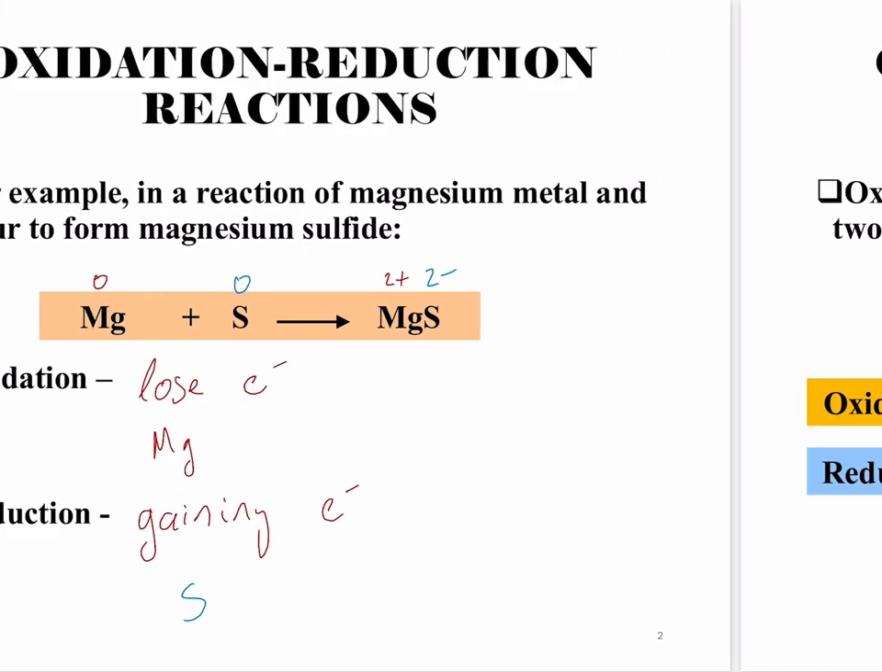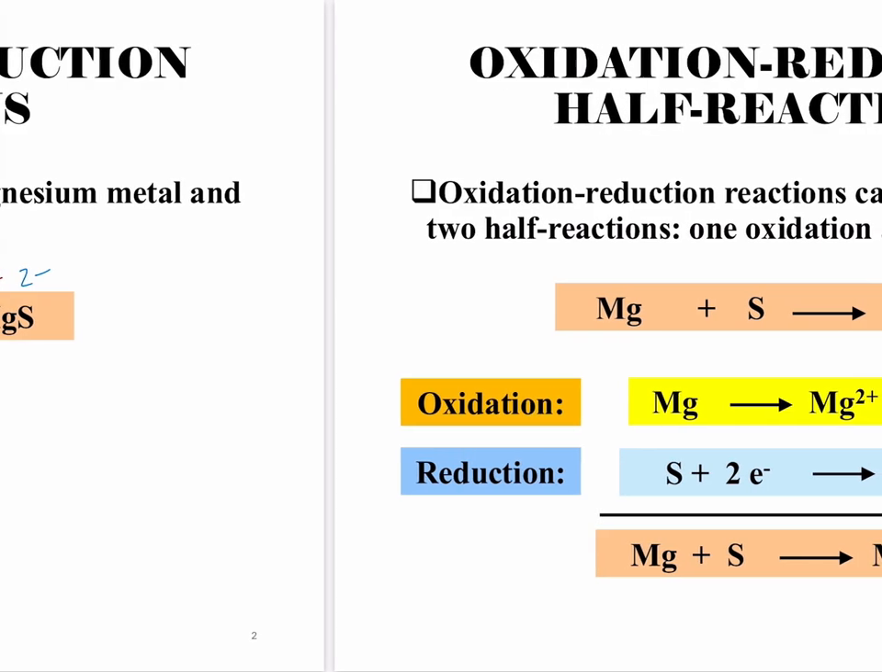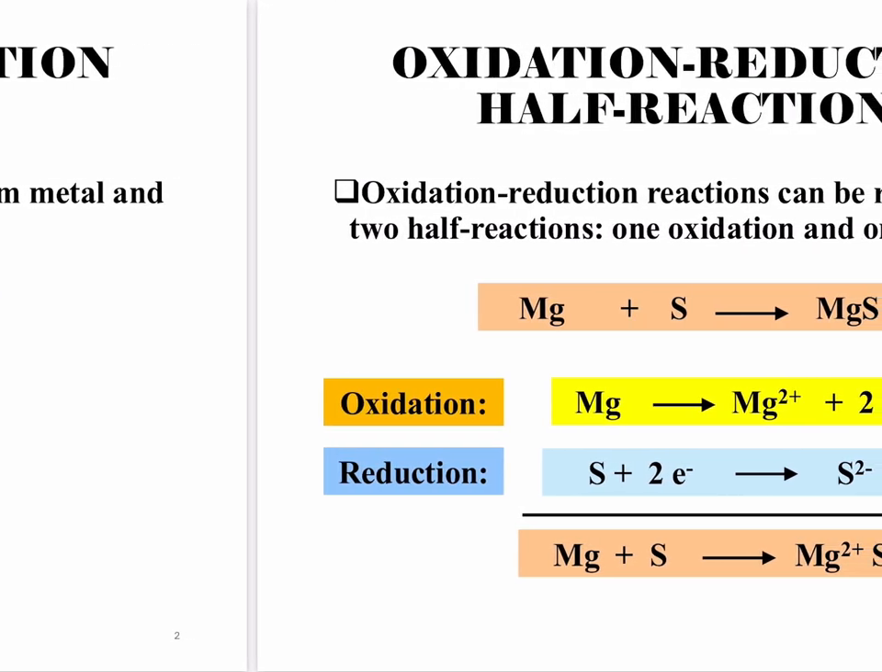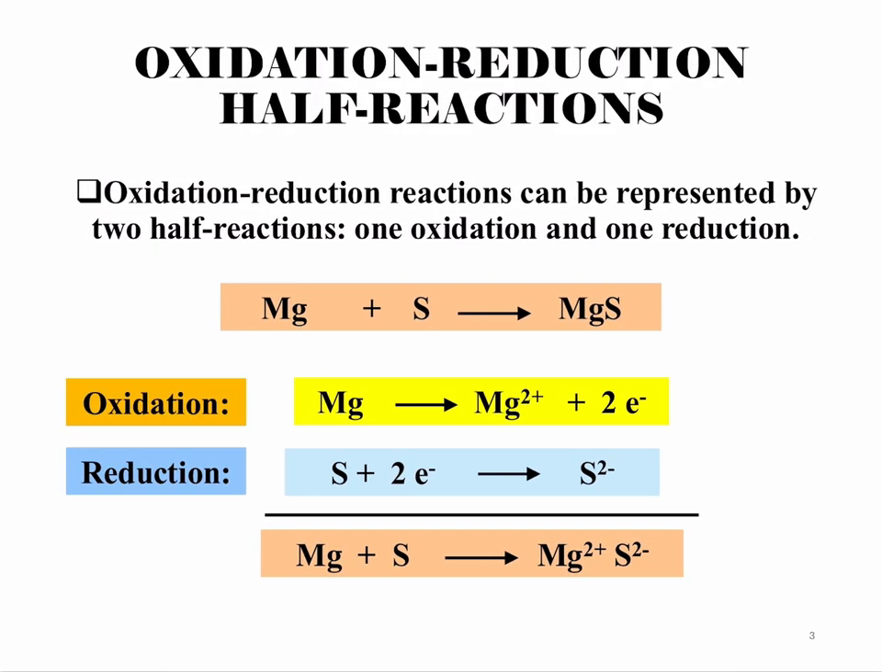You can define these redox reactions in terms of what's called their half reactions. What half reactions look at is just the movement of electrons in the oxidation process and the movement of electrons in the reduction process. So one of the reactions represents oxidation, and the other one represents reduction. Each of these is called a half reaction. We see that the magnesium loses 2 electrons, so that means one of its products is 2 electrons.